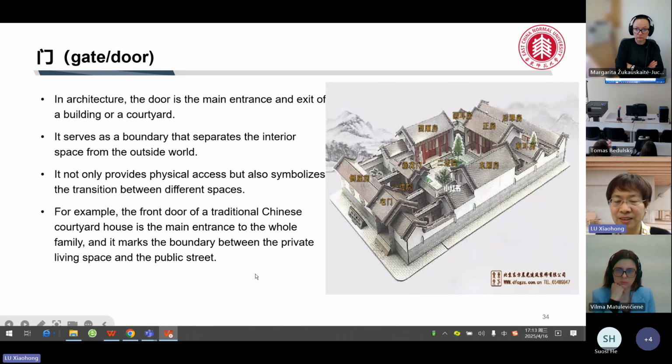Okay, we have this gate here, and the building we have just mentioned. That's the 正房, which means the most important building in the house.